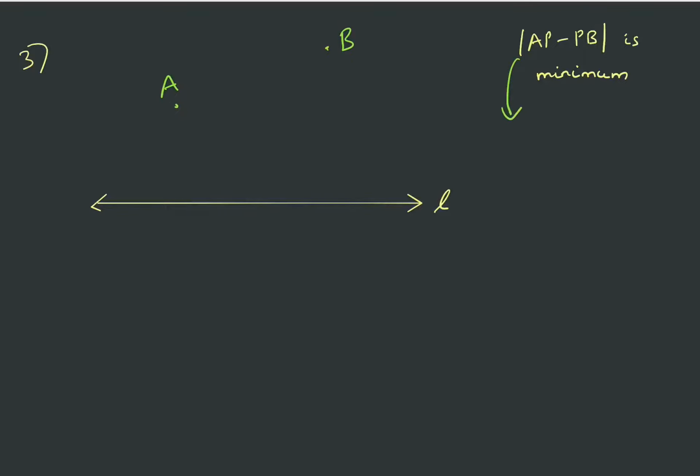So let us notice that the minimum possible difference between AP and PB can be 0 because the difference is always non-negative. So the minimum difference can be 0, and this is 0 when AP is equal to PB, that is when the distance of P from A and B is equal.